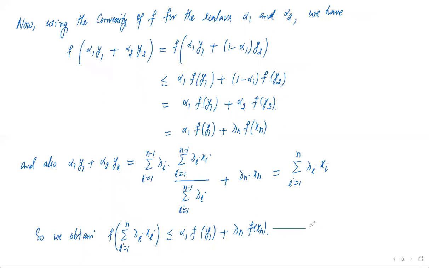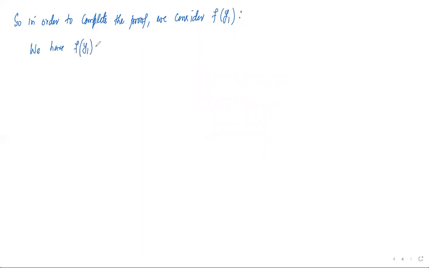So now let's call this equation by some name. Let's call this equation number 1. Now from this equation number 1, we will compute the value of this f of y1. So in order to complete the proof, we consider f of y1. Okay, now let's see what we will do with this f of y1. So we have f of y1. Now this is equal to f of, let's substitute the value of y1.